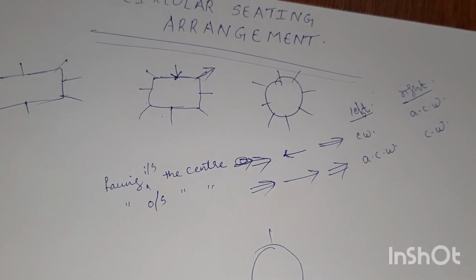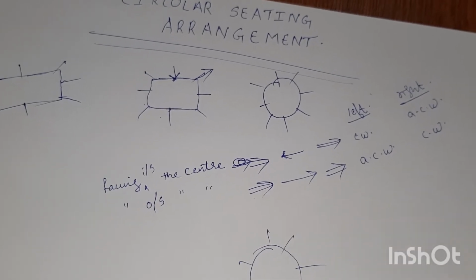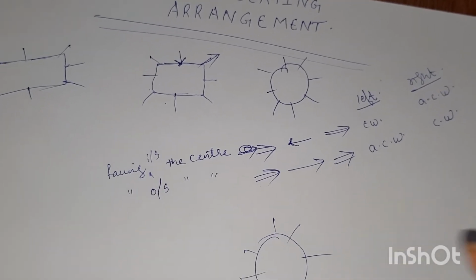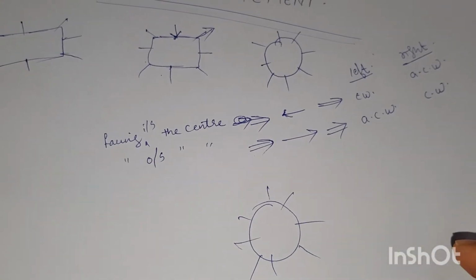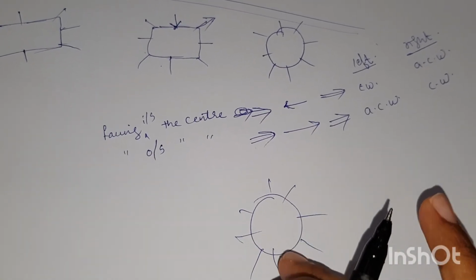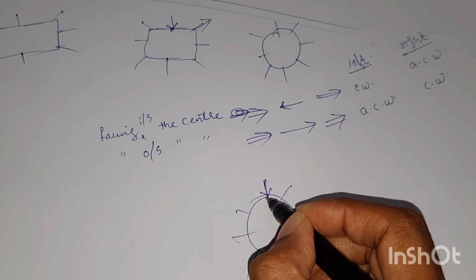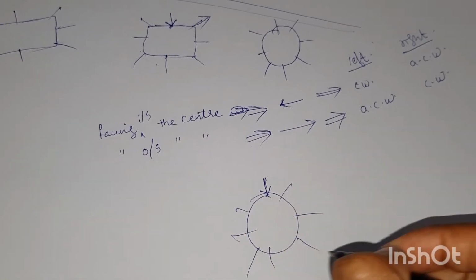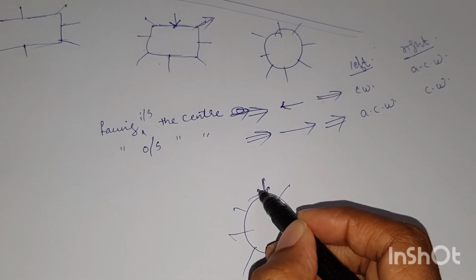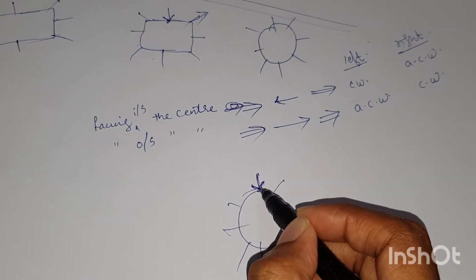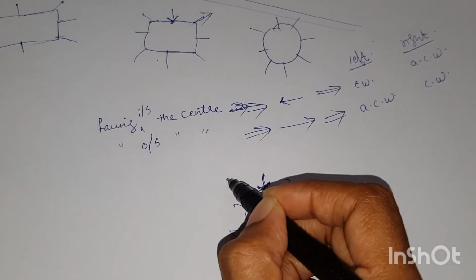Suppose 8 persons or 6 persons or whatever, how many persons does not matter. Some persons are sitting around a circular table, and suppose this person is facing the center, then his left is in the clockwise direction, that means he is sitting here, and his left is here and his right is here. Understood?